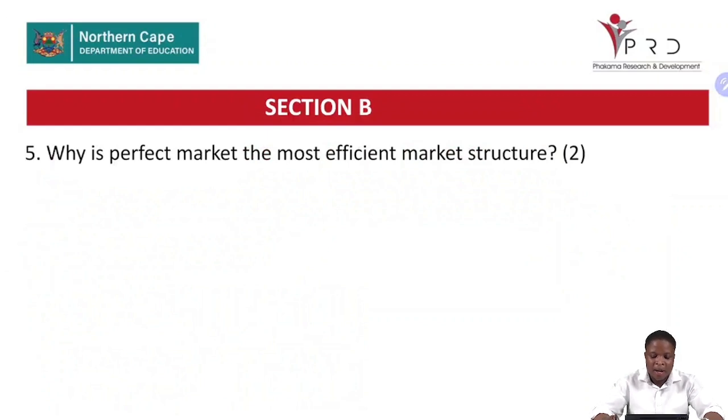Why is a perfect market the most efficient market structure? So out of the four market structures, monopoly, monopolistic competition, and oligopoly, the perfect market is the market that is more efficient. They achieve productive and allocative efficiency. So why do you think it is the most efficient market? You have 2 minutes as well for this one.